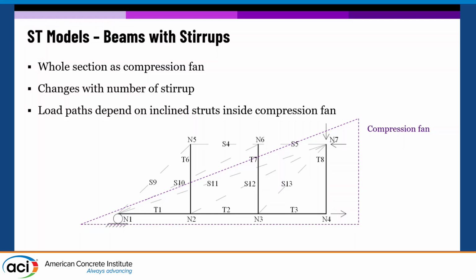Most likely this S11 strut, which is going from all across the whole D region. Sometimes this element fails also, S5. And the shape of the strut-and-tie model will change with the number of stirrups. If you have more stirrups, it will be a slightly different ST model.